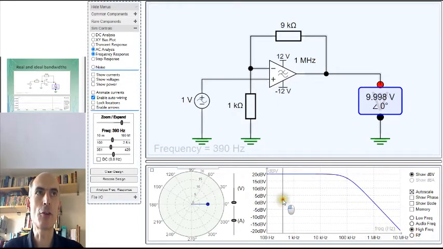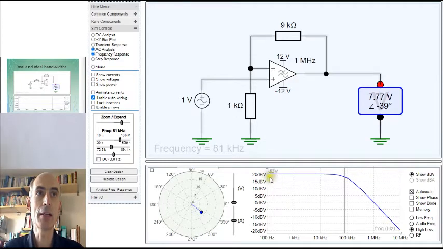The phase changes as well. As we start to move to higher frequencies, the output is no longer at the same phase as the input. There is a phase difference between them. And you can see that by looking on the phasor diagram here, seeing that the output phasor is no longer horizontal. It's no longer along the real axis.